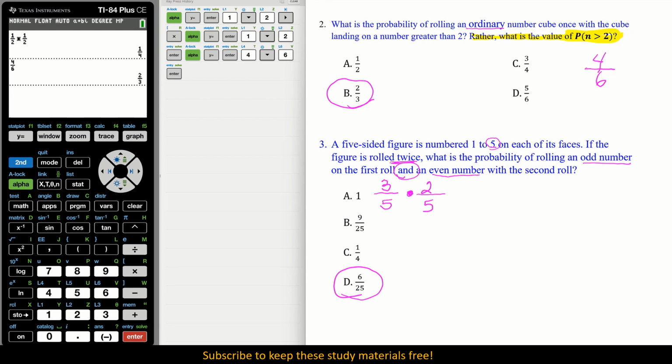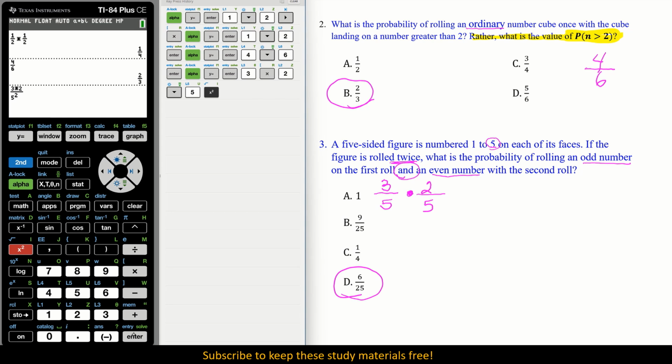Let's see what we got here. There are a couple of ways to do this. We could just say alpha y and set it up, and go straight across and say 3 times 2, and then go down. We could say 5 times 5, or 5 squared, whatever we need to do, and that is 6 over 25. So option D has been verified.